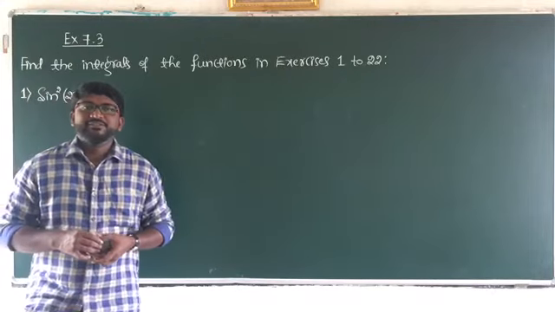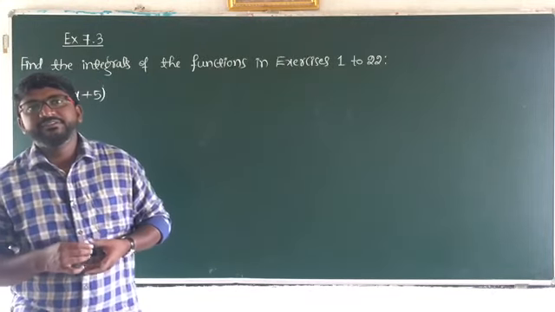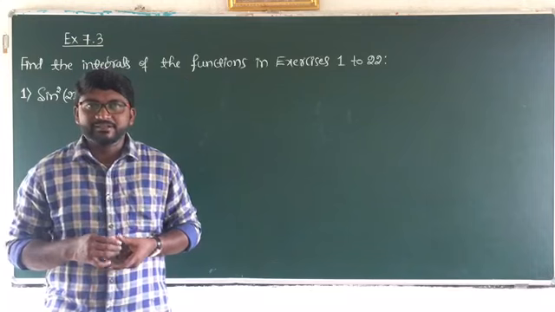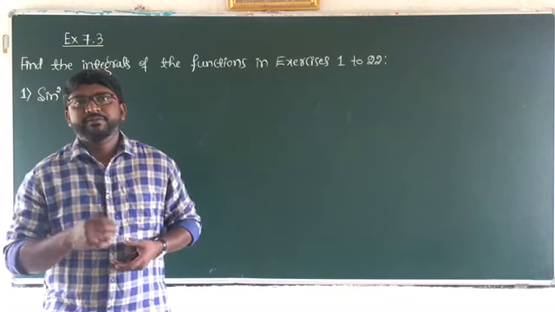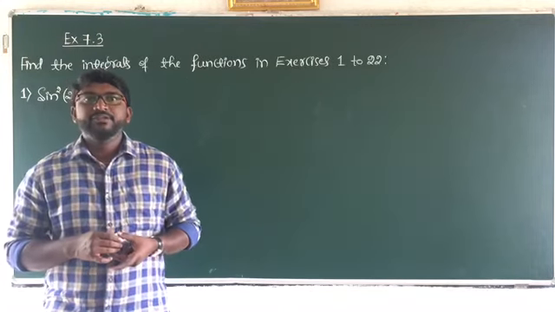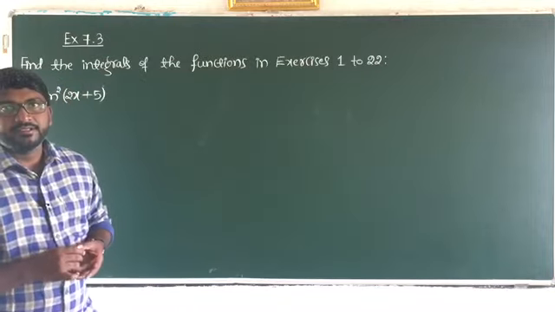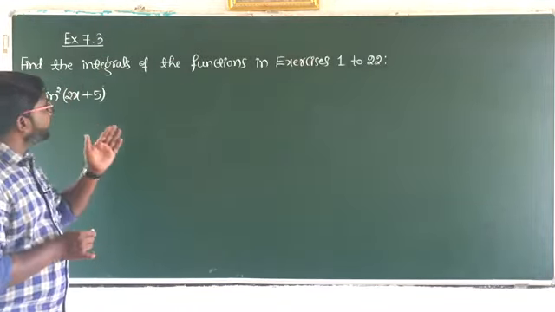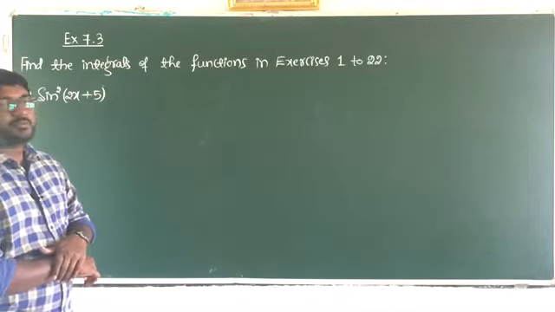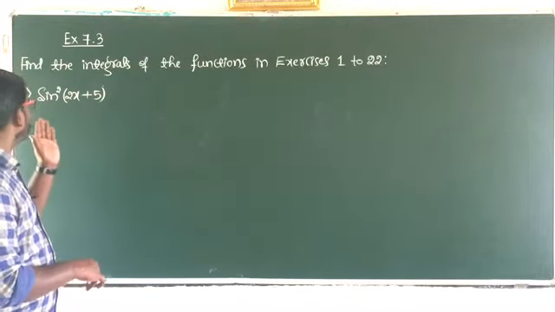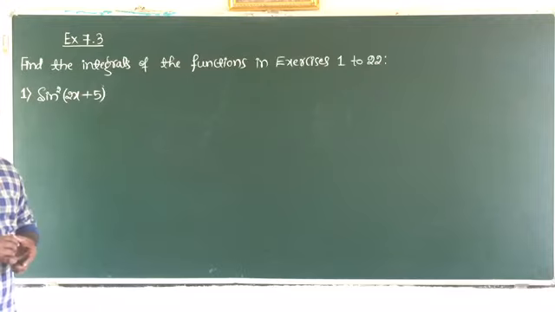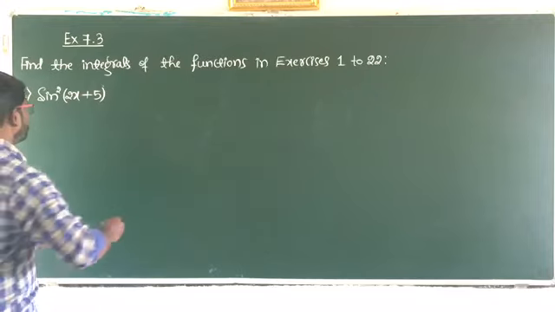Good morning, students. So in the last class we started with integration using trigonometric identities and solved 3 example problems. In today's class we will start with exercise 7.3. The question is: find the integrals of the functions in exercises 1 to 22. In that, the first question is sin square (2x plus 5). So let us solve this.